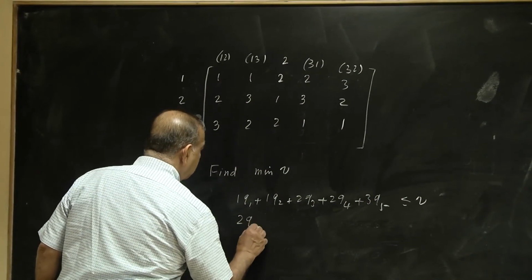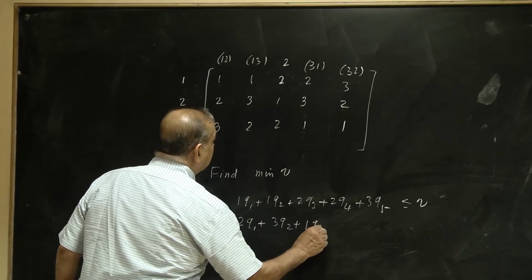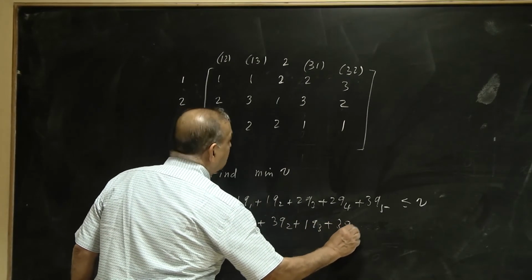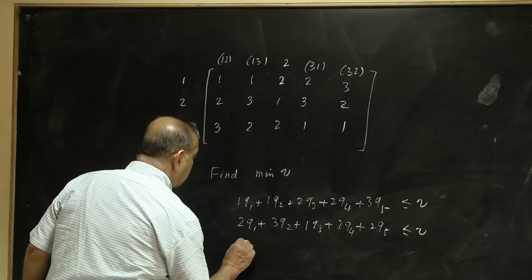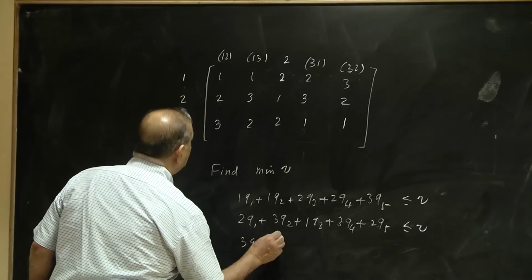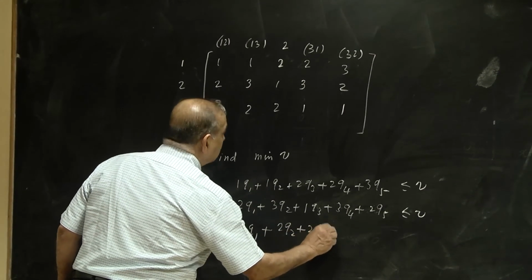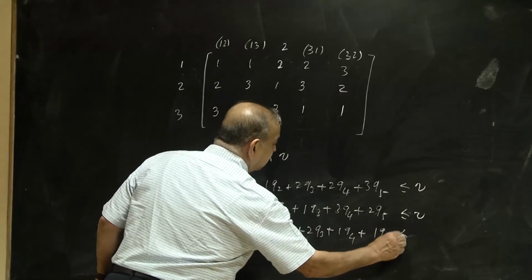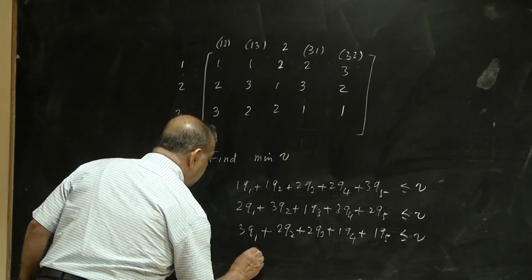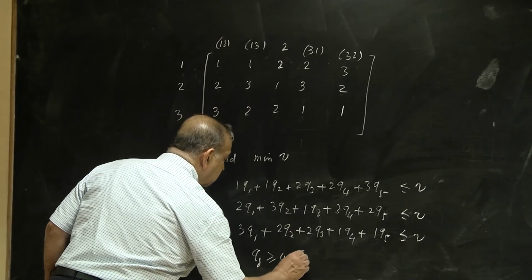2 Q1 plus 3 Q2 plus 1 Q3 plus 3 Q4 plus 2 Q5 is less than or equal to V. 3 Q1 plus 2 Q2 plus 2 Q3 plus 1 Q4 plus 1 Q5 is less than or equal to V. Qi is non-negative, and the sum of Qj is 1.